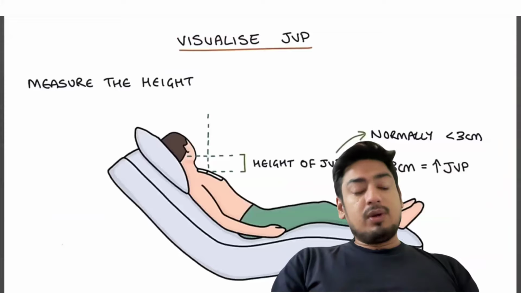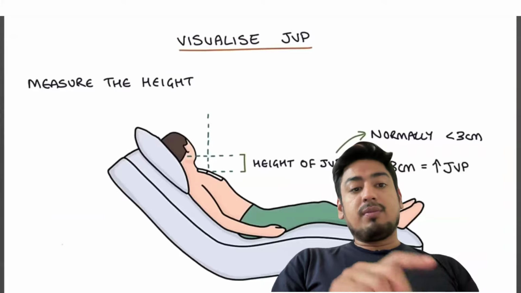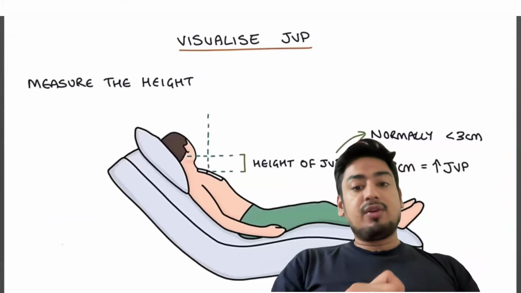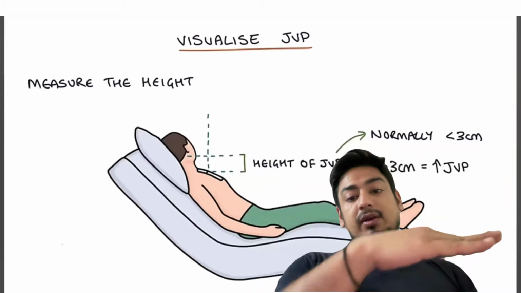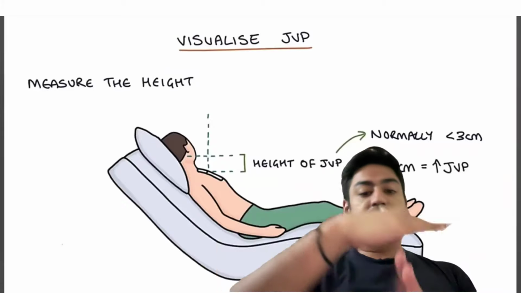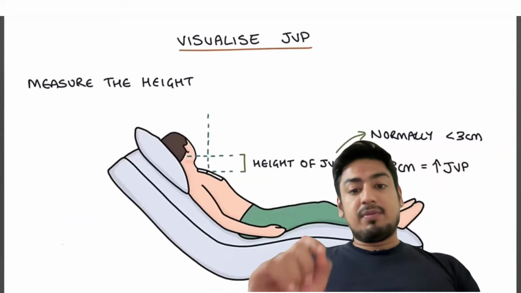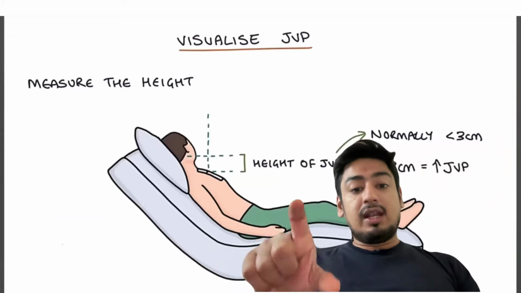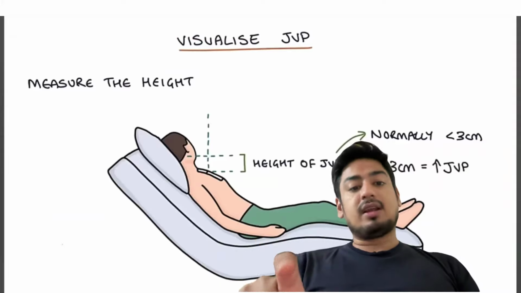Now, what to do? You have made the patient lie at a 45-degree angle. Then you have to measure the height of the JVP. For that, you have to take two scales and then put them perpendicularly. Like one scale is like this and another scale is like this. And then you have to measure the height of the JVP at that point of time at the level of angle of Lewis. So you have to measure at the sternal angle.